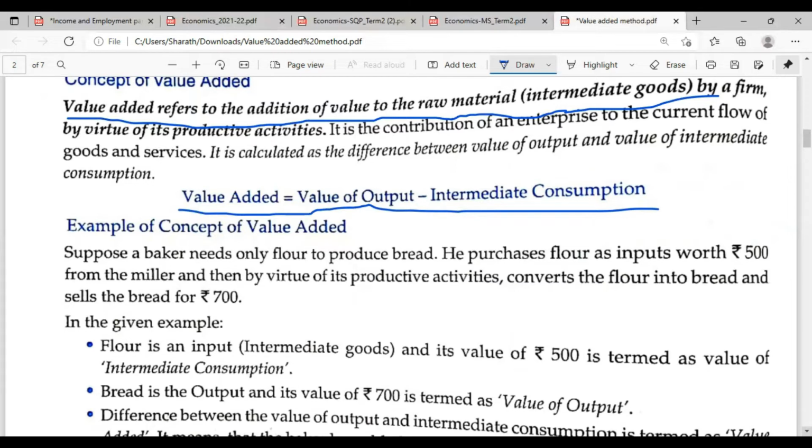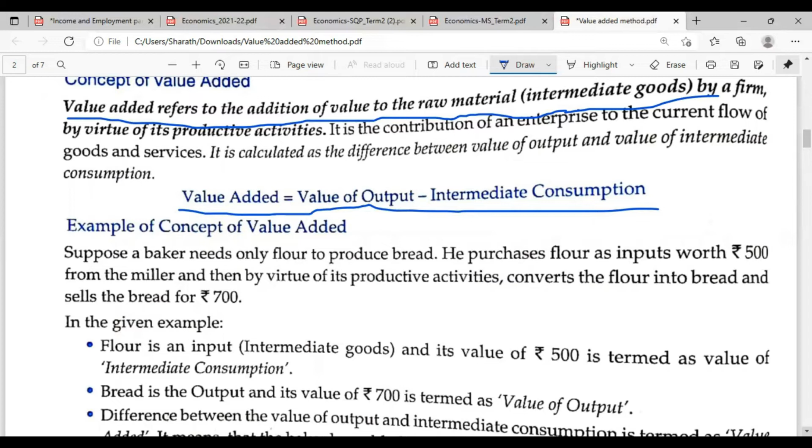There is a baker who wants to produce bread. If he wants to produce bread, what will be the input over here? The flour. Flour is an intermediate good which has a worth of 500 rupees. That will become his intermediate consumption. When he is converting that flour into bread, he's transforming it. Obviously, he's never going to sell it for 500 rupees. Definitely, he's going to add some value by converting it into bread. So then he's going to sell the bread for 700 rupees.